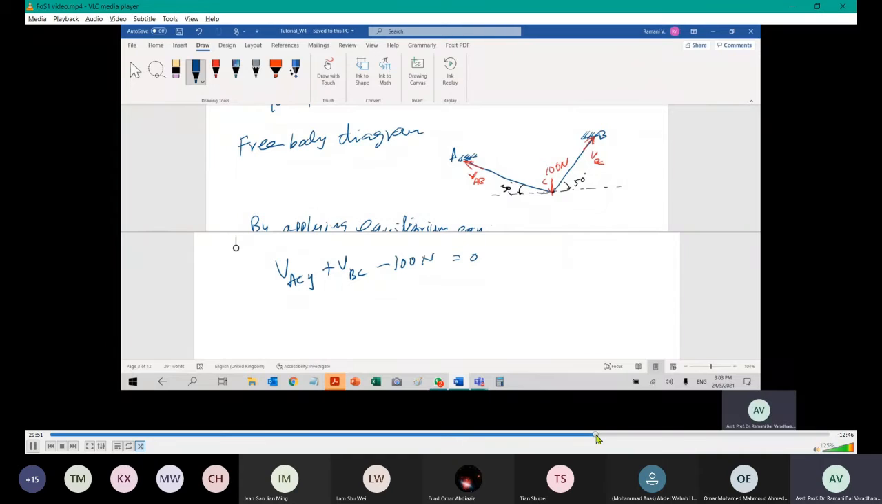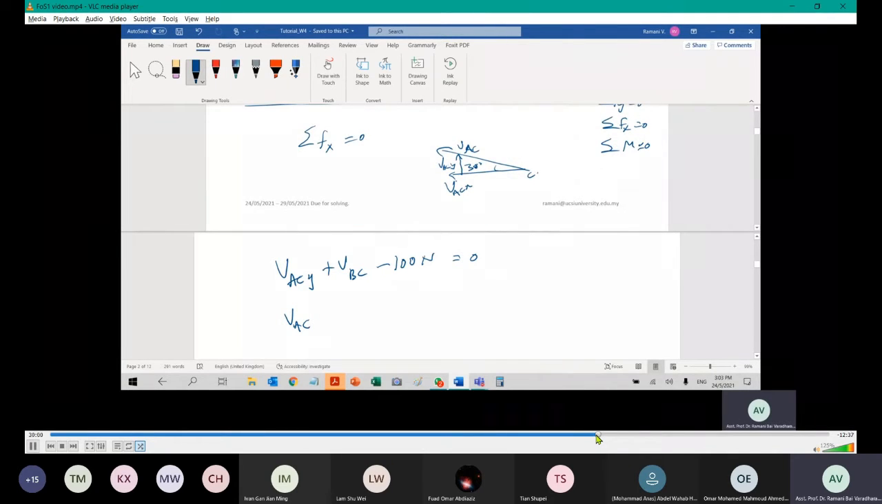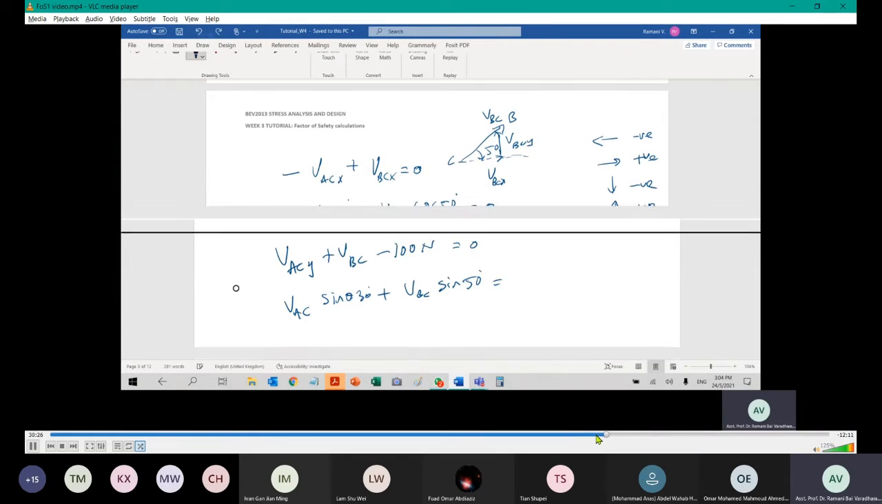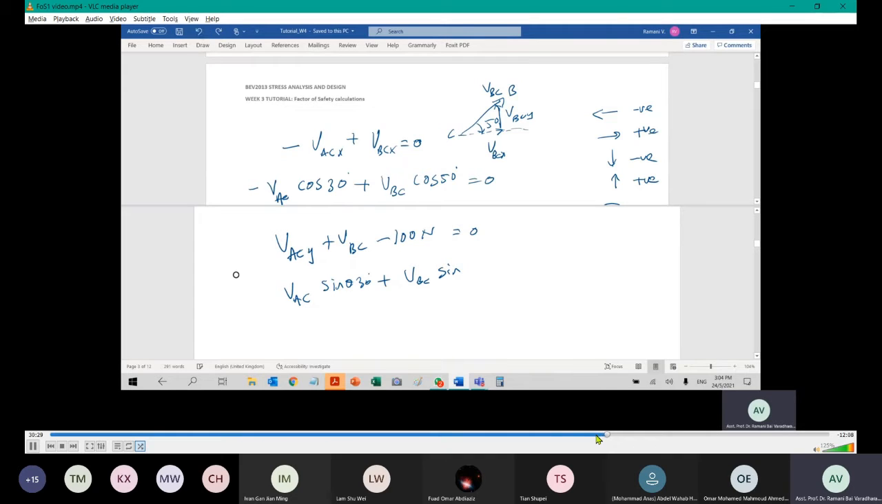What is VACY? VACY is VAC resultant times, and similar equations, the Pythagoras theorem we can use. Because AC is the opposite side, Y is the opposite side, I use sin theta, sin 30 degree. I go quickly because you already know. VBC is again opposite side, so I do VBC times sin 50 degree, right? Sin 50 degree equal to 0.